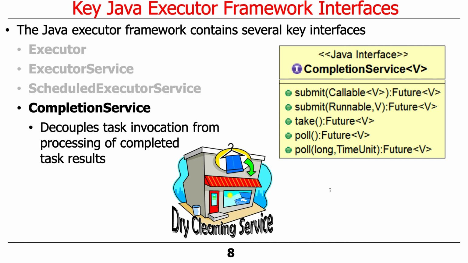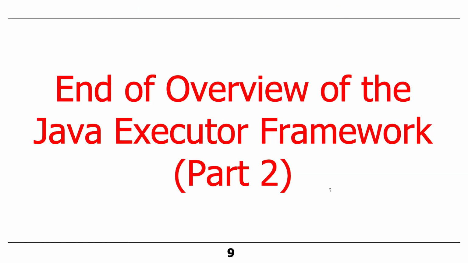So we'll see that you can submit callables or runnables to a completion service, and then those will run in the background, and then at some point you can get the results. We'll talk more about that. It's a pretty cool model. All right, that's all there was to that one. That's a really simple, really fast overview.